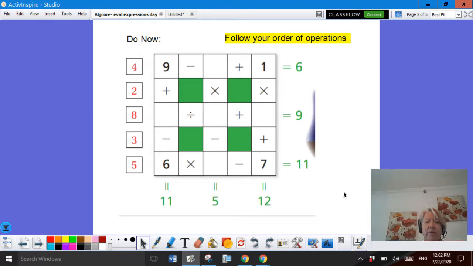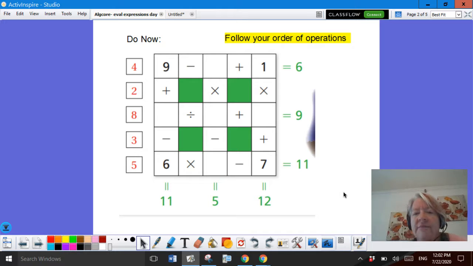Okay, so today we're going to continue working on evaluating expressions, and we're just about to a quiz. So we need to make sure that we're good to go on order of operations and knowing what GEMS means and knowing what an expression is and how to evaluate them.